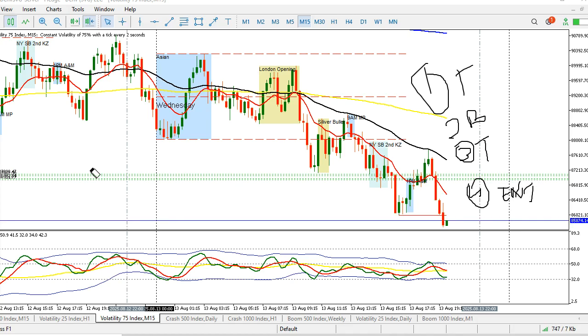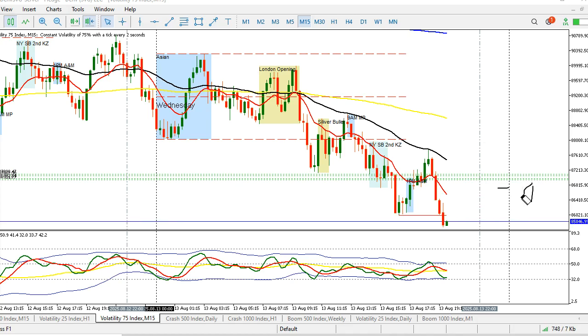Having said that, in determining your trend and your bias, the first thing I always put into consideration is that in this bread and butter strategy, I categorize my liquidity into two. I have internal liquidity and external liquidity, right?